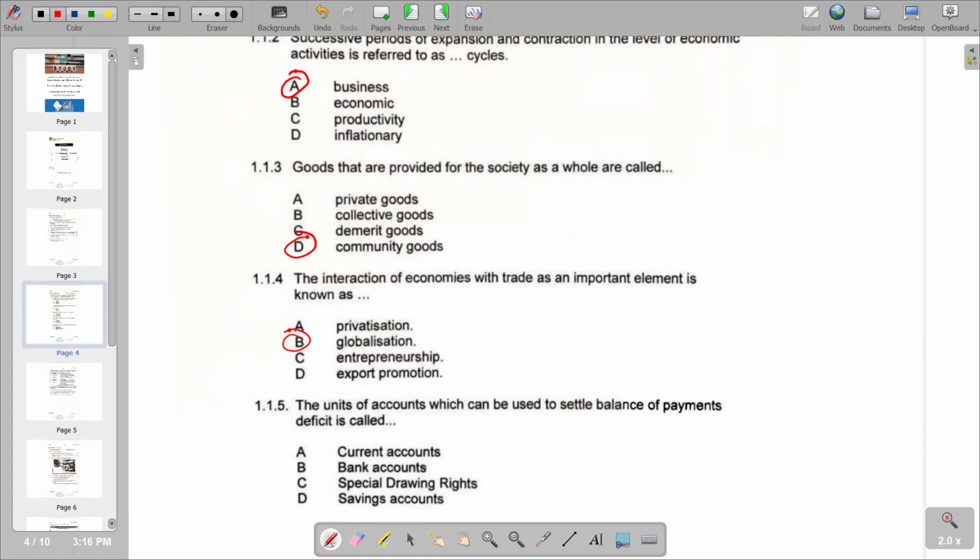So we go to 1.1.5. The unit of account which can be used to settle a balance of payments deficit is called: we've got current accounts, bank accounts, special drawing rights, savings account. So according to the responses given, you'd see that we have special drawing rights, which is C, as the correct response.